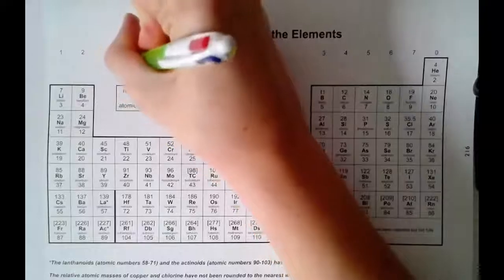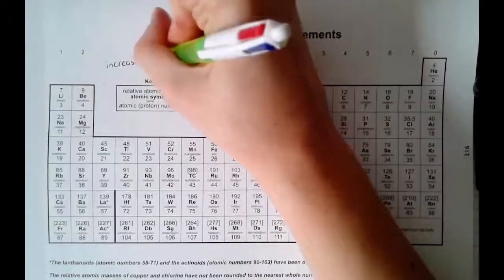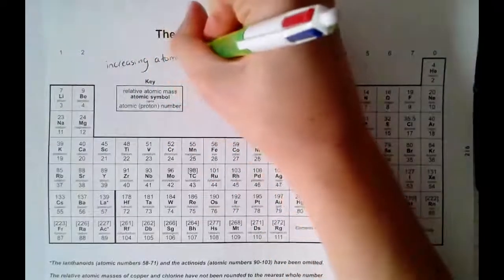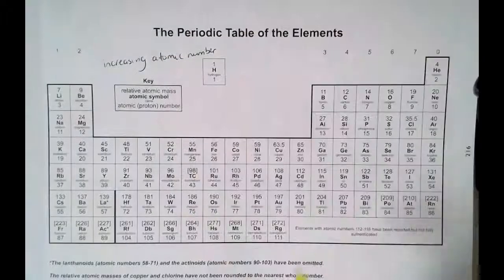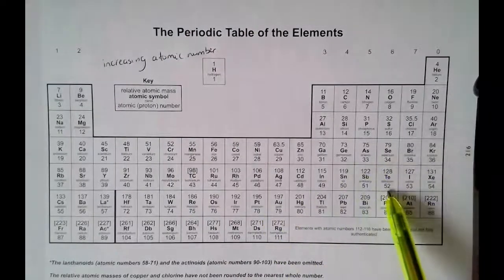Instead of arranging the elements according to increasing mass, the elements are now arranged according to increasing atomic number. And by arranging according to increasing atomic number, the problem Mendeleev had with iodine being in the wrong group is solved.